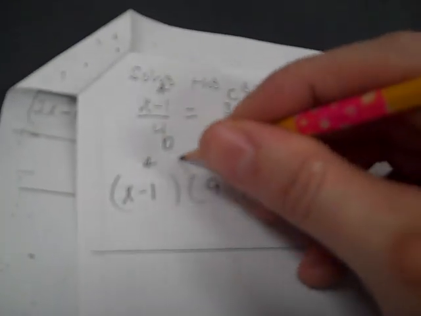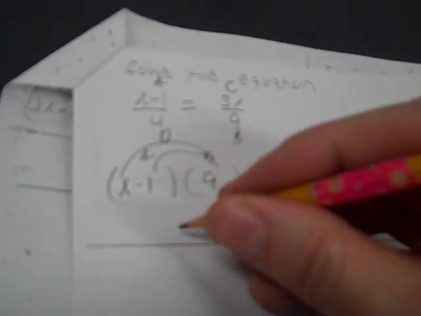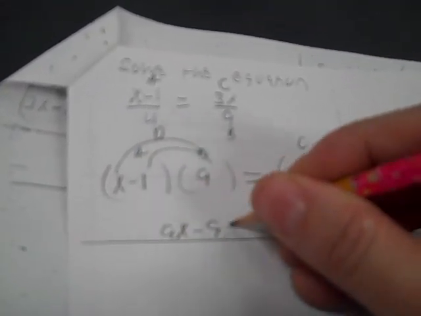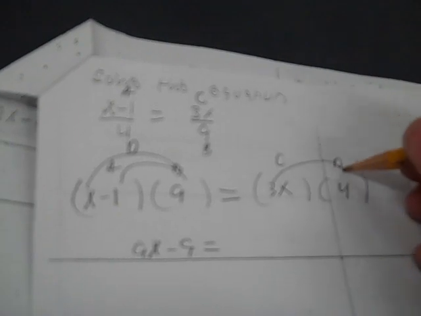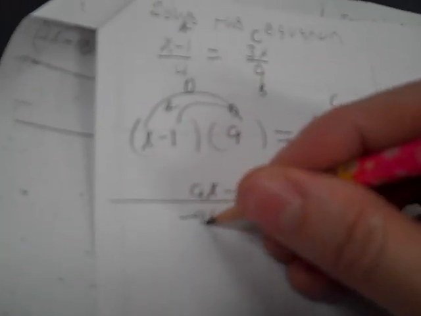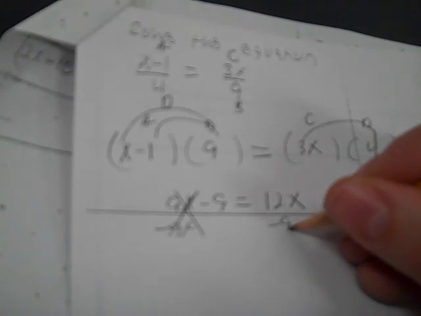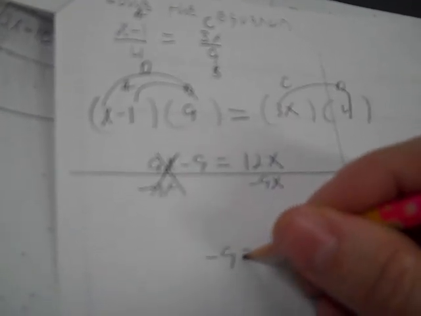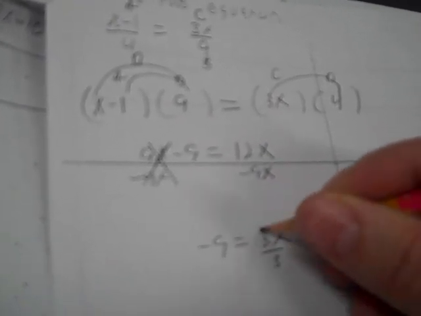Okay, so here I distribute 9 to each term. That gives you 9x minus 9. And then on the other side, I just take 3x times 4, and that's 12x. Okay, there's only one answer for x, so I can collect my like terms. Subtract 9x. So negative 9 equals 3x, and then divide by 3, and that's negative 3.